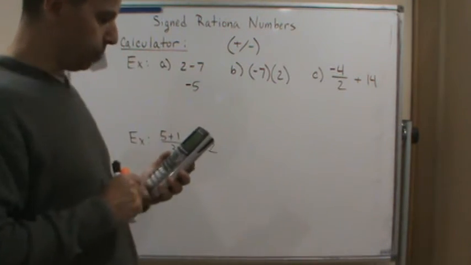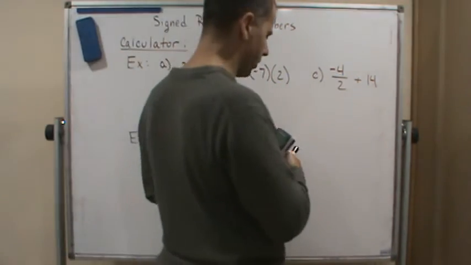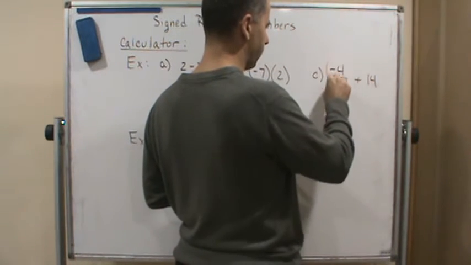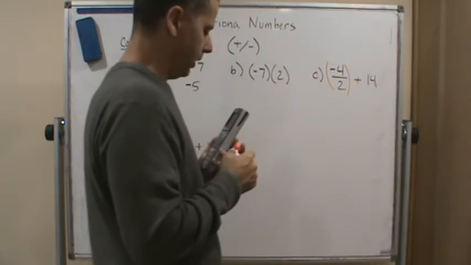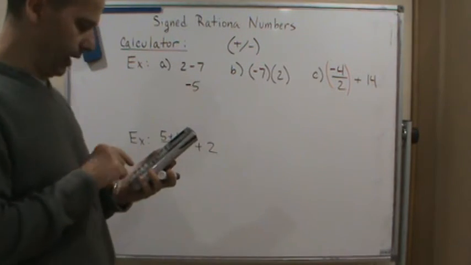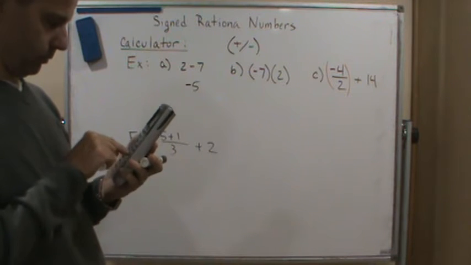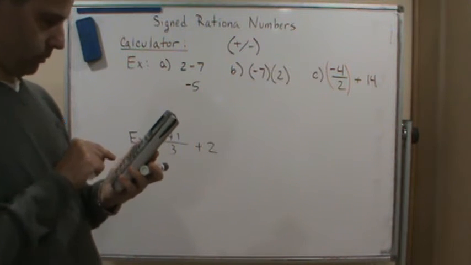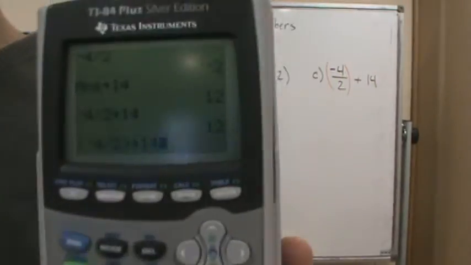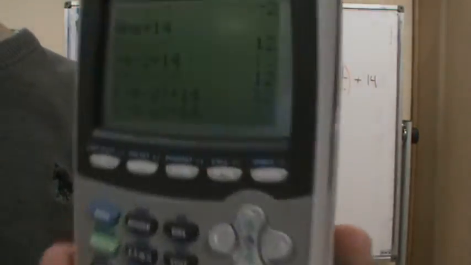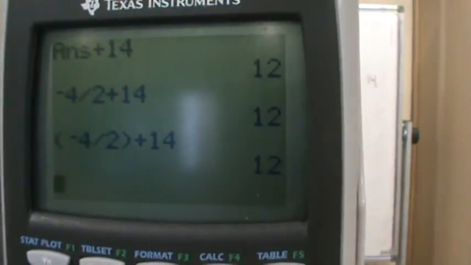Okay, I could put parentheses around here. If I wanted to make sure that the calculator does it right, I could put parentheses around here in the calculator. So I could write it like that, and it gives me the same answer.